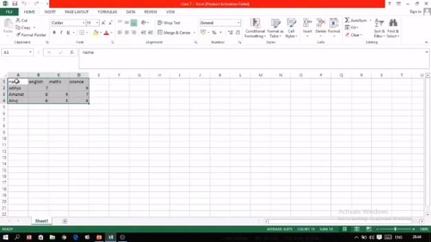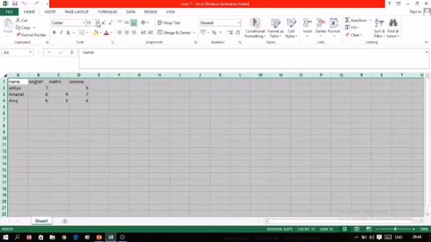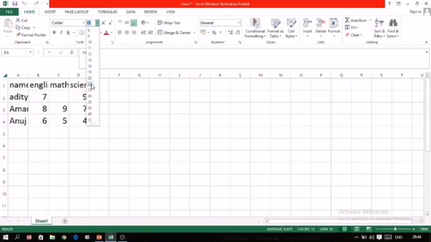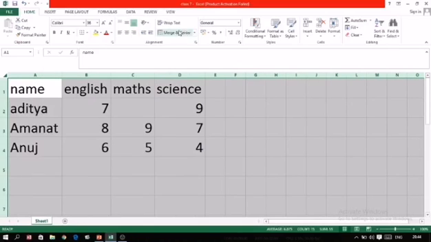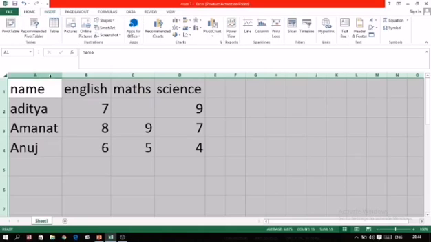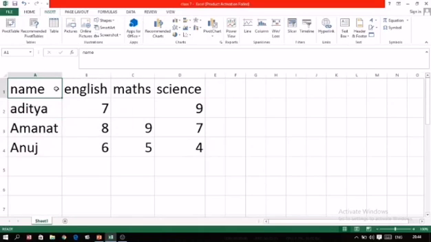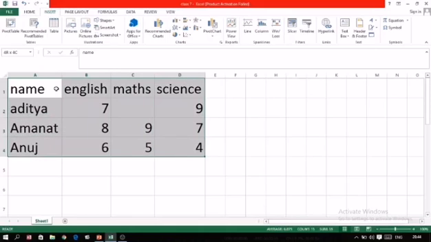For example, these are the values which I have entered. I'm increasing its size so you can see it clearly. I have entered 3 students' names, and after that I have entered some marks of them too. Now I want to draw a chart with these values. After selecting these values, I have to click on the Insert tab, and then in the charts group there are different types of charts given.